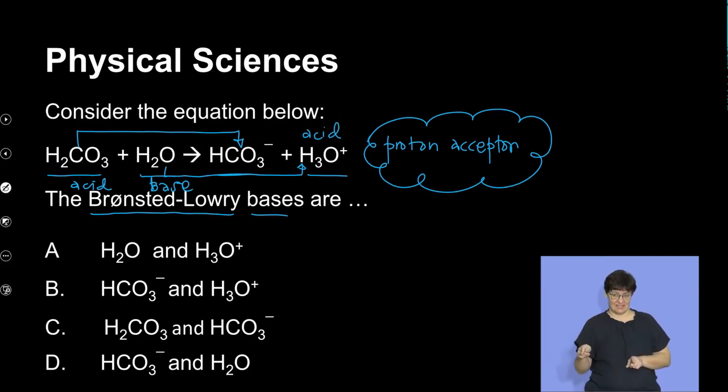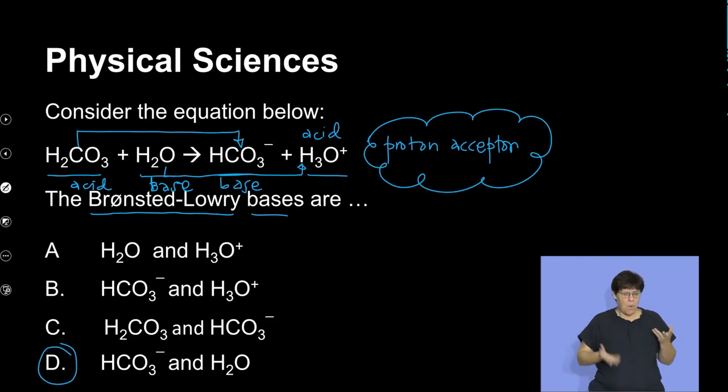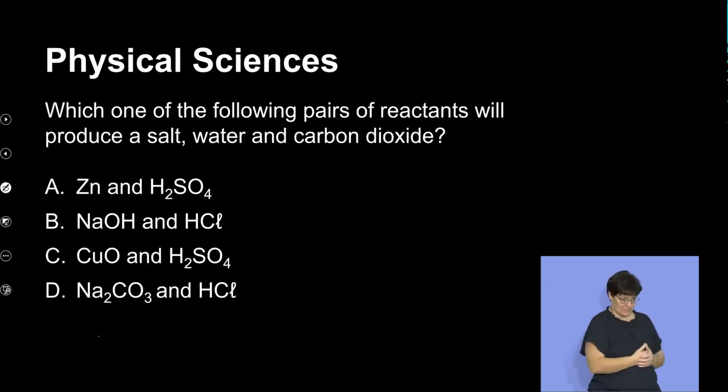It means then in the reverse reaction, the hydrogen carbonate ion is a base. Now the question demanded that we identify a pair of bases in this reaction. So what do we have? We've got water as well as the hydrogen carbonate ion. Based on that, we can say D is the correct answer. But how did we arrive at that? We first try to understand in terms of the theory which substances are proton donors and which ones are proton acceptors.